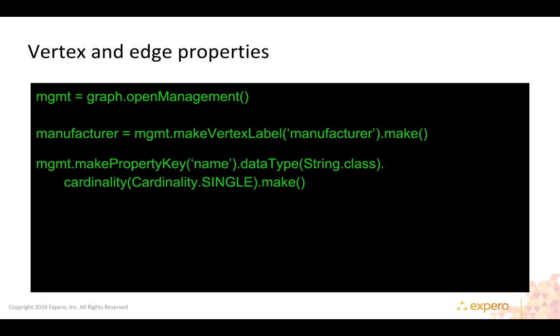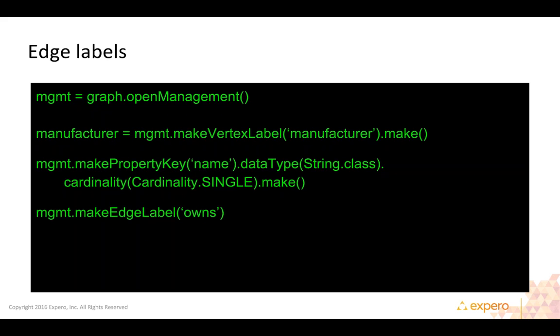You can add properties, so vertex and edge properties, and when you define a property, you define the property name, so this property key here, and then a data type. So I'm going to say the name is a string, and then you can also define what the cardinality is. So is it going to be a single value, a set of values? You have some flexibility there.